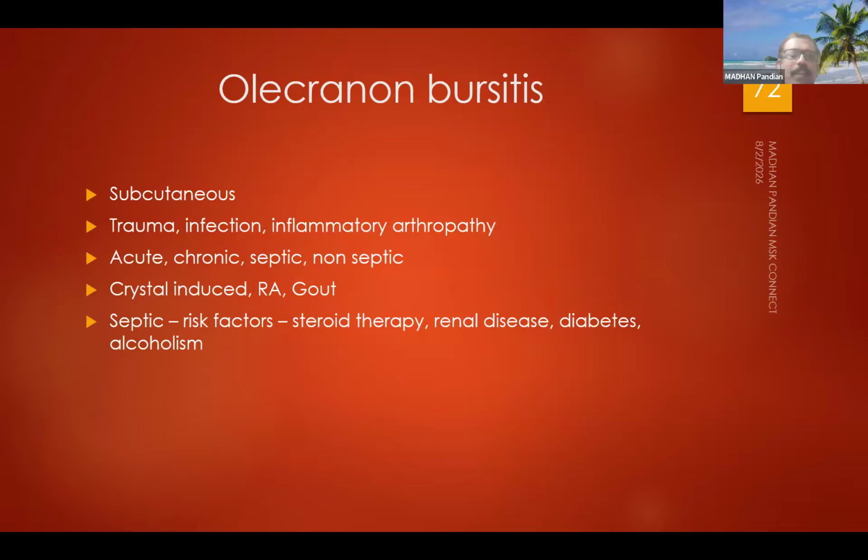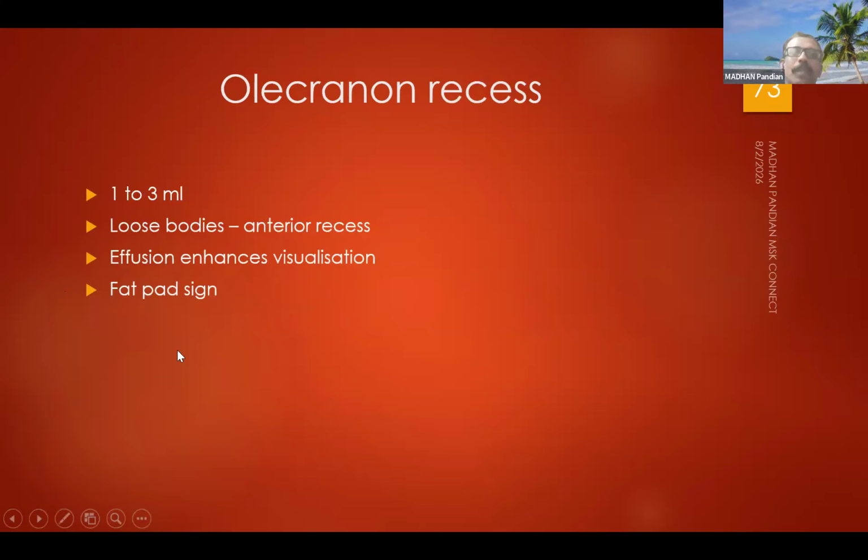Always very, very clear, very important to understand. Elbow is one area where you should think at least 10 times if at all you are going to put a needle into the actual joint space. And in the olecranon recess, you can find out if there is an arthritis, loose bodies. You could see some upward pushing of the fat pad. The fat pad sign: effusion enhances the visualization of this fat pad. So all these need to be understood before you go for treatment of these patients. So very, very rarely should you put a needle into the joint space.